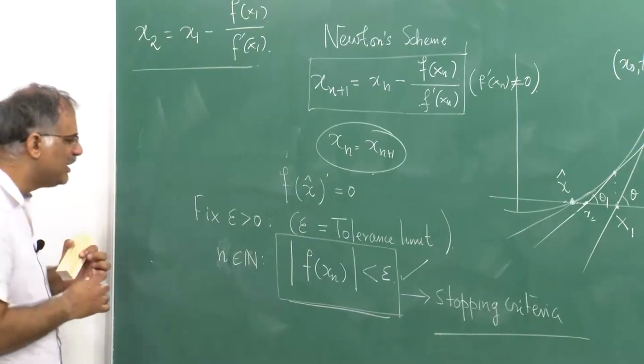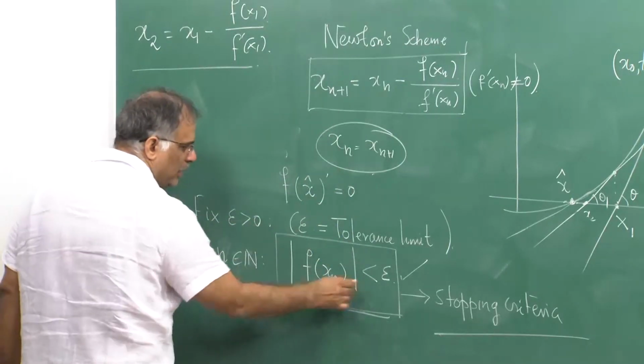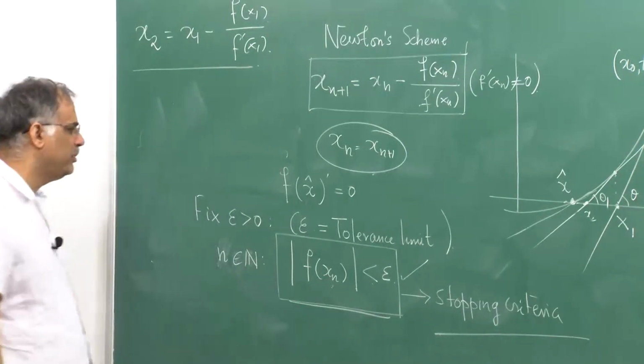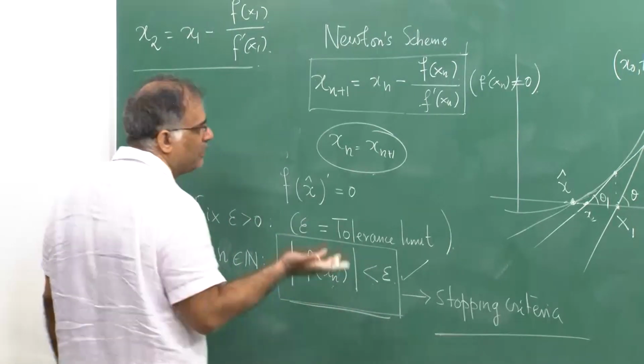So if you take an xn like this coming out and having this solution, then this is called an approximate solution. If f of xn is 0, anyway it will satisfy this whatever be your epsilon.